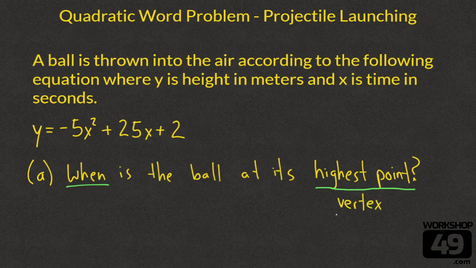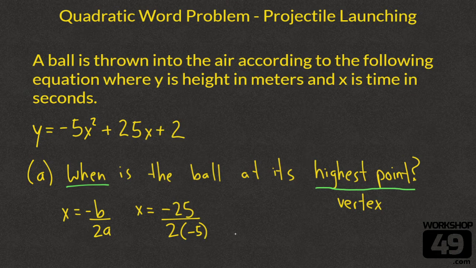vertex. In order to get the x value of the vertex, we use the equation x equals negative b over 2a. X is equal to our b value, that's the number in front of the x, so a negative 25 all over 2 times our a value, that's the number in front of the x squared, so a negative 5, and we chug this out and we get x equals 2.5 seconds. And that's the answer to the first part.